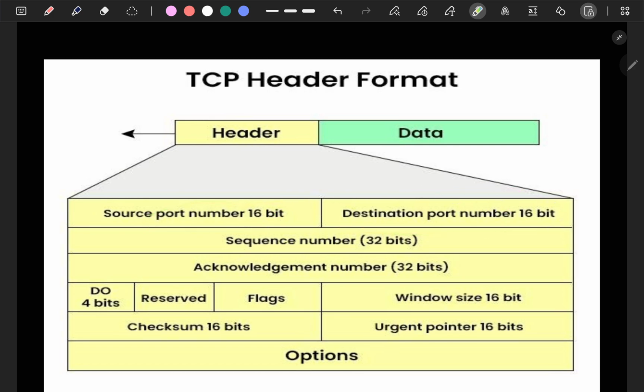Now we already know what a port number is. We had already seen it. You can see there is something called 16 bits written here, so that means each field contains 16 bits. This field can contain information up to 16 bits, and this field can also contain information up to 16 bits. You can see even for the sequence number, 32 bits is reserved.